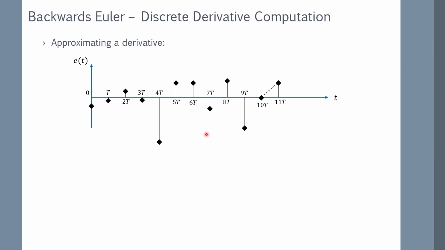So let's approximate a derivative with the backwards Euler integral. The derivative is just this. In the case of the backwards Euler, you get the current sample and the backward sample, and you just compute the derivative. In this case, the derivative is the difference between the samples divided by the distance between them, which is capital T. So e dot of 11T is e of 11T minus e of 10T. If we generalize this expression for any k, you get e dot of kT equals e of kT, which is the current sample, minus e of kT minus T, which is the former sample, and you divide by T.